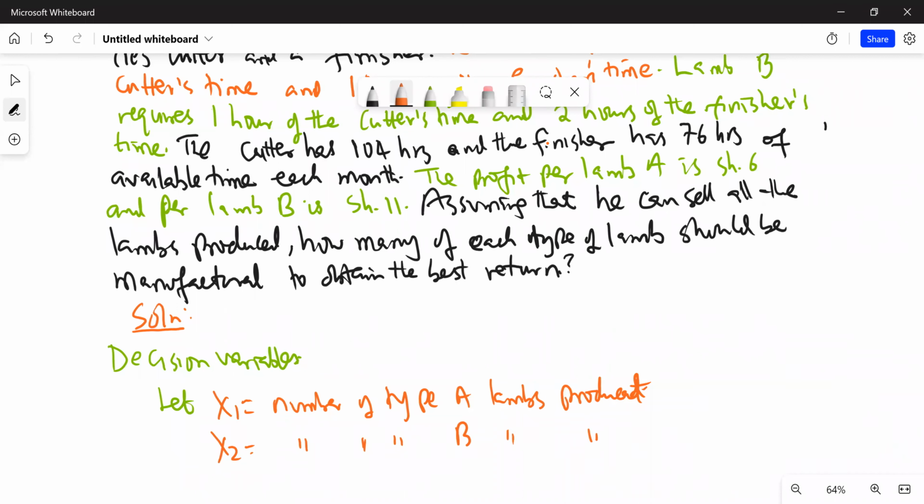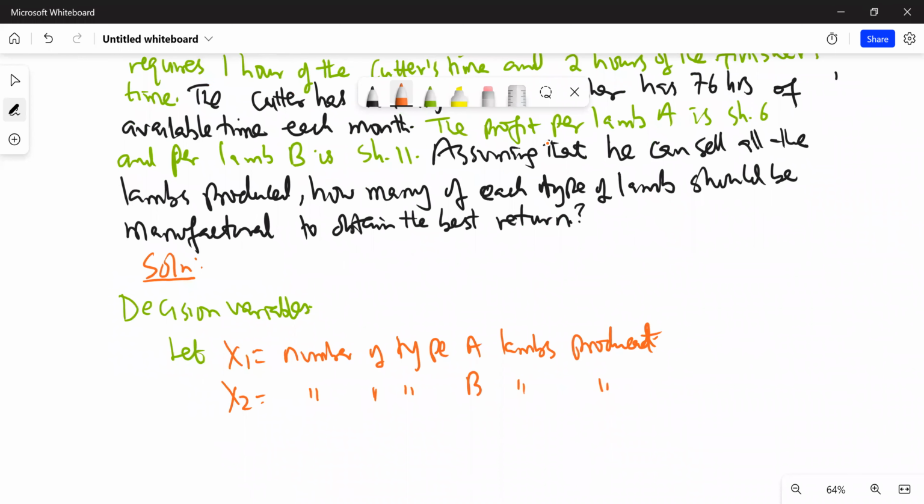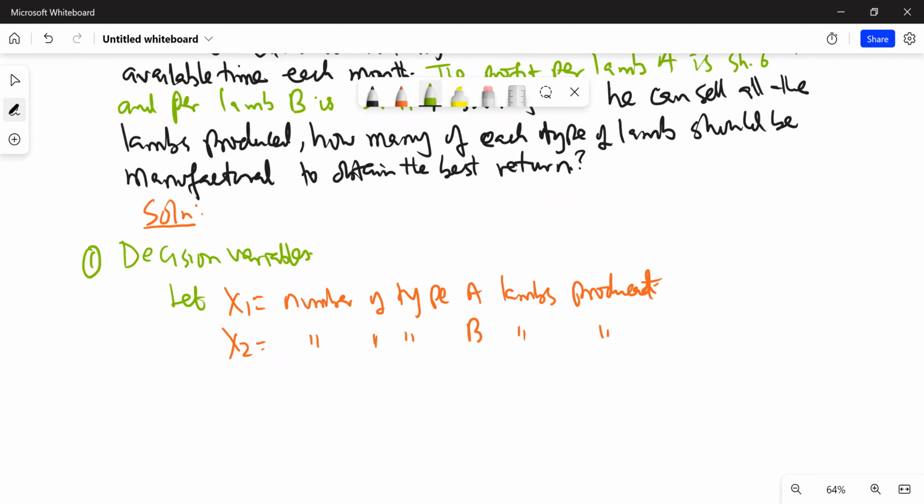So X1 and X2 are unknowns at the moment. Usually decision variables are unknowns, which at the end of the day we must find their values by solving the model that we are proposing here. So after the variables, the next thing is to define the objective function.